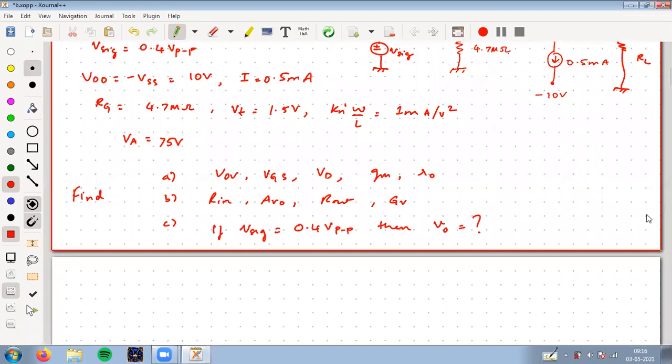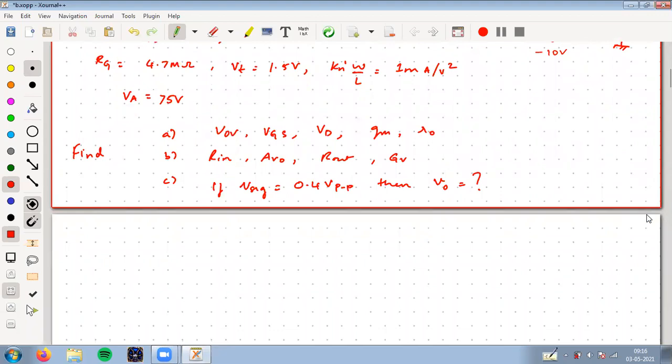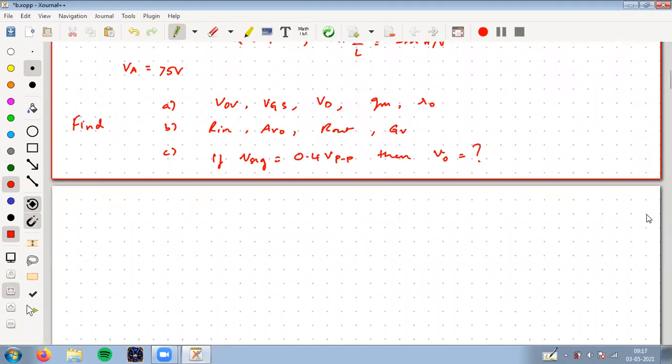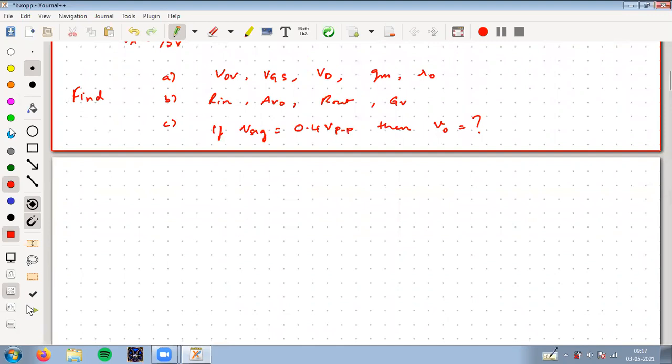So I think A bit is very simple actually, right? For the A bit, we already found the solution. We already found VOV to be 1 volt, VGS to be 2.5 volts.